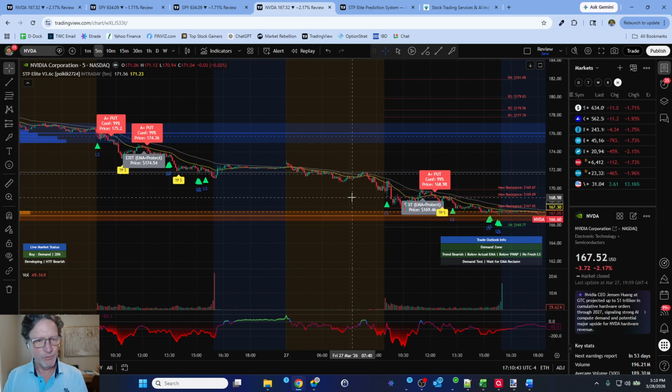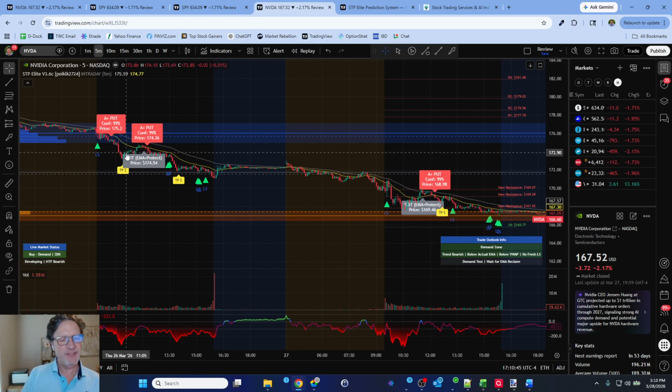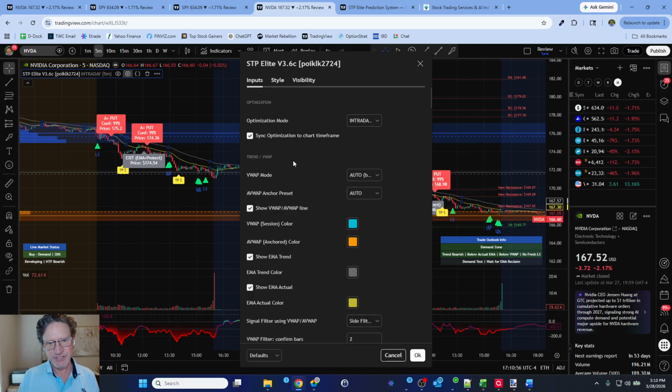We'll get into more real live play with these. I'll do some more recording when I'm actually trading and what I'm seeing, and I'll describe it. But just to give you an idea, the settings area, which is a TradingView function, is here.